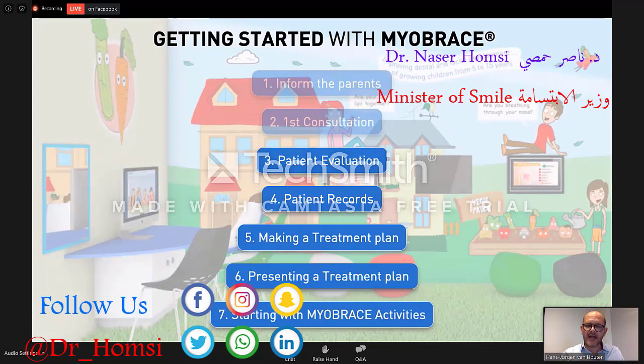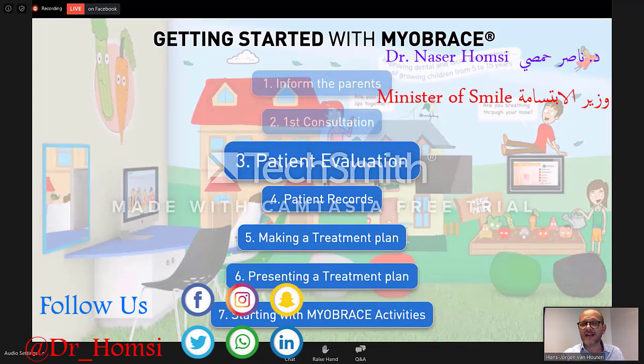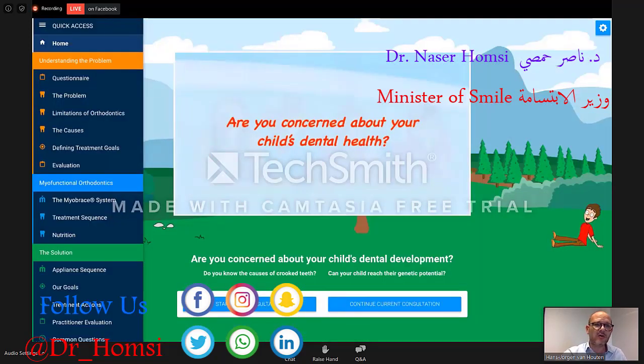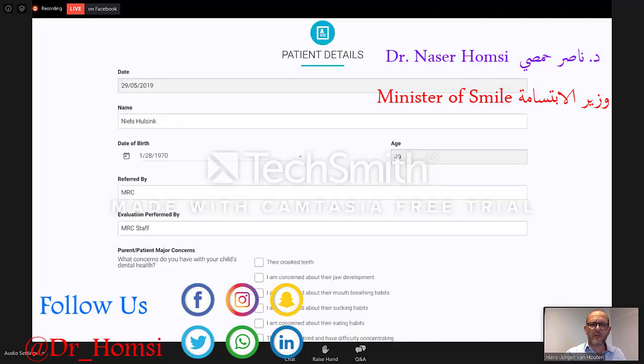So if this has been done, then the next step is the evaluation. So how do you know what the situation is? You need to have a point zero. On our website, but also on paper, there is, in this case online, a form where you can fill in all the details from the patient, date of birth, etc., and you can fill it in step by step.